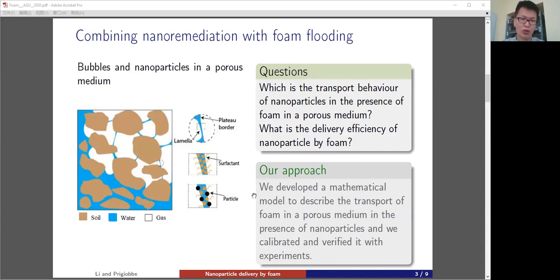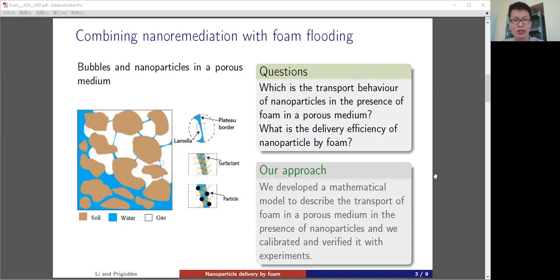The brown is the soil, the blue is the liquid, and the white is gas. So the zone between two bubbles is named the lamella. And it is here where the surfactant and the particles sit.